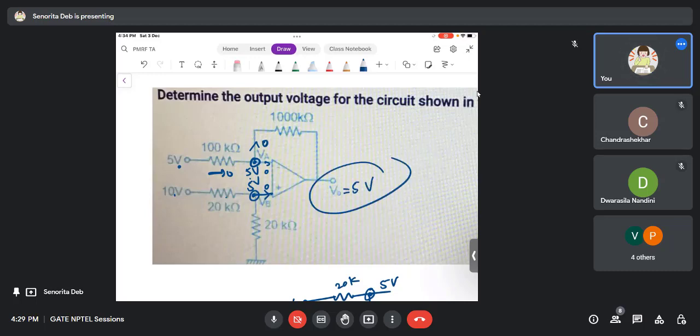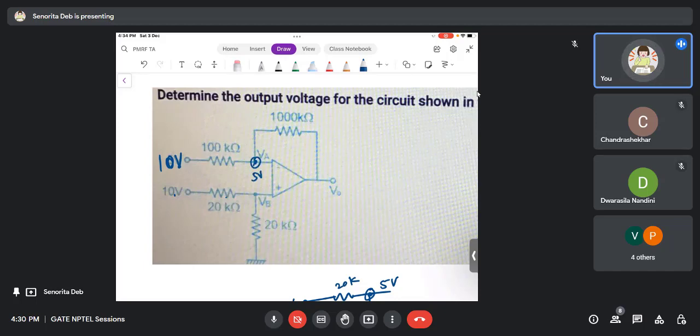That's it. Now suppose instead of 5, this was 10 volts. So then you have 5 volts here, 10 volts here. So 10 minus 5 is 5, 5 by 100, so this is 5 by 100 milliamperes. If this is 5 by 100 milliamperes, this is 5 by 100 milliamperes. And now again you have 5 by 100 into 1000 plus V naught is 0. So you have V naught equals 5 minus 50, which is minus 45 volts.